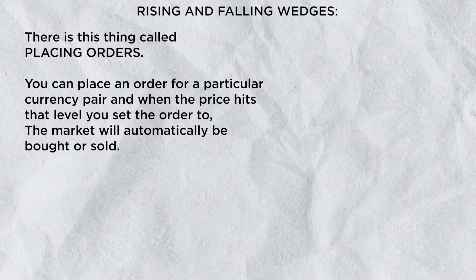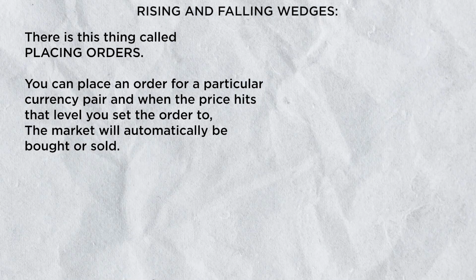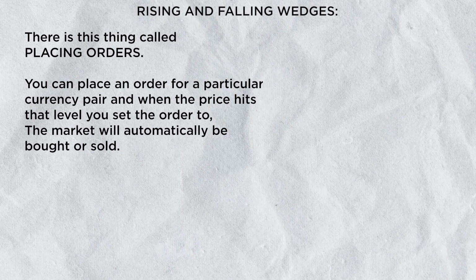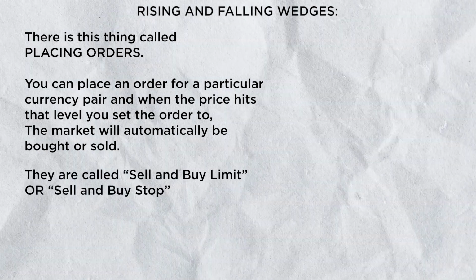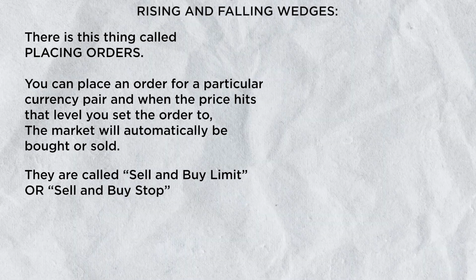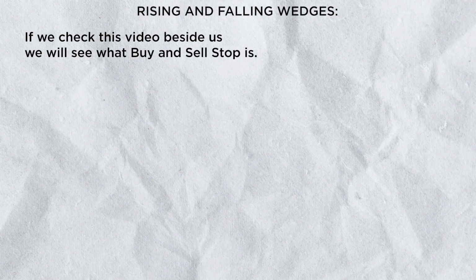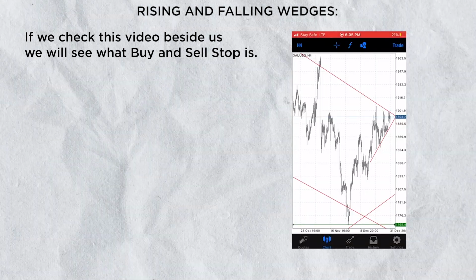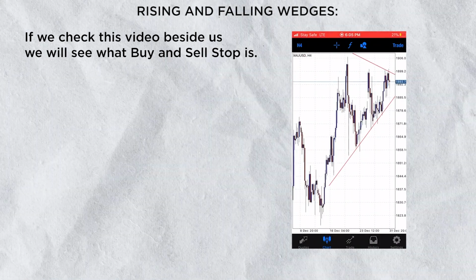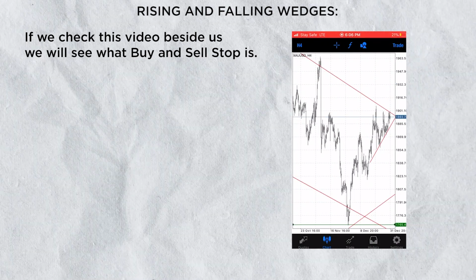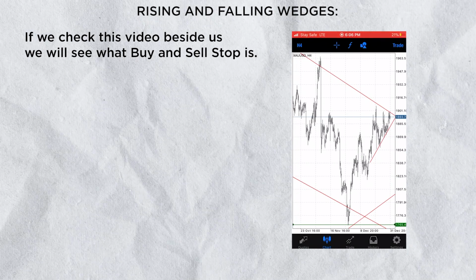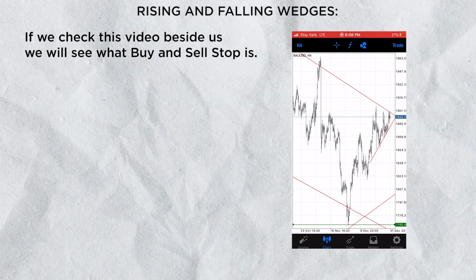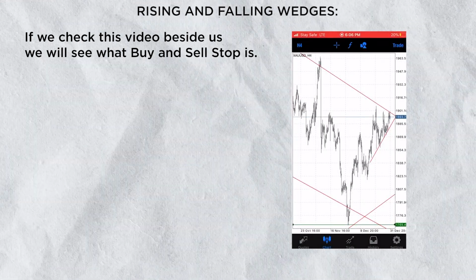You can place an order for a particular currency pair, and when the price hits that level you set the order to, the market will automatically be bought or sold. They are called sell and buy limit or sell and buy stop. If we check this video beside us, we will see what buy and sell stop is. So, in this type of market, you want to place a buy and sell limit. The market is currently closed, but I just want to show you how to place your buy and sell limit and buy stop if you want to place them.